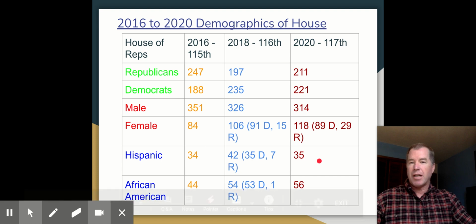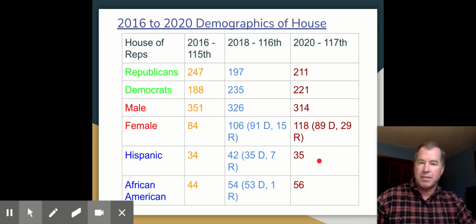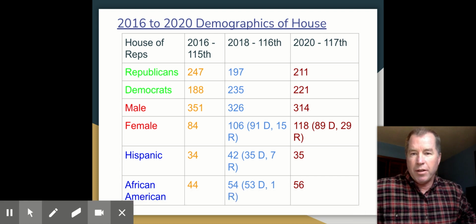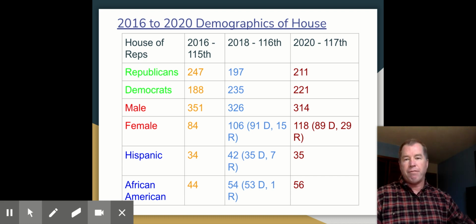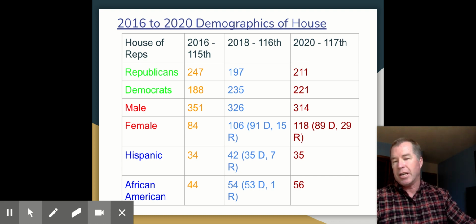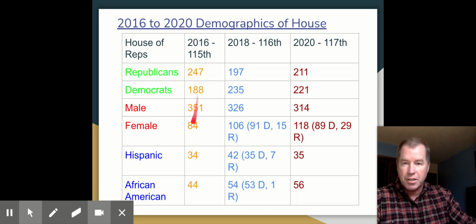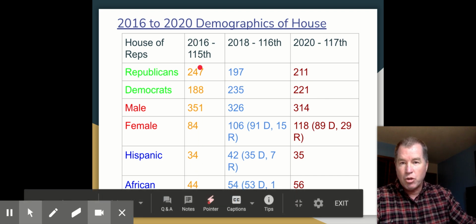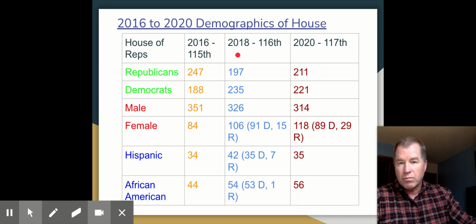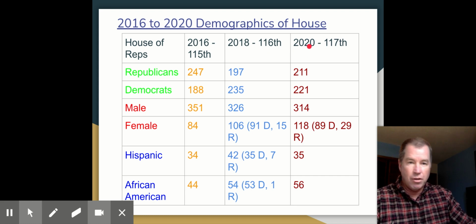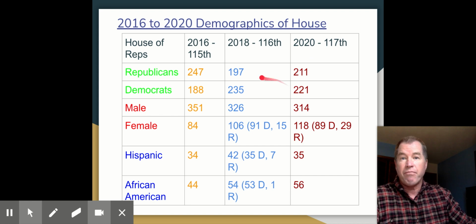Okay. All right. Let's check out some demographics of the House. Demographics is who's in there. How many of each party, males and females? I can go deeper. I can go religion, other ethnic groups. But these are the ones I've chosen, some of the big topics. So I've given you 3 Congresses here: 2016 to 2018, 2018 to 2020, and then the most recent, the November elections, the current Congress.